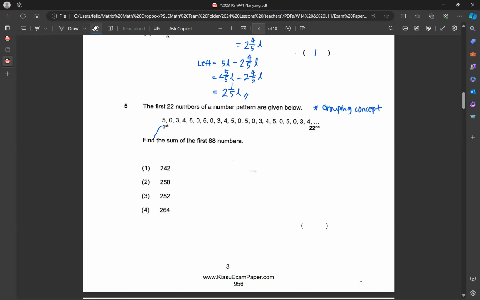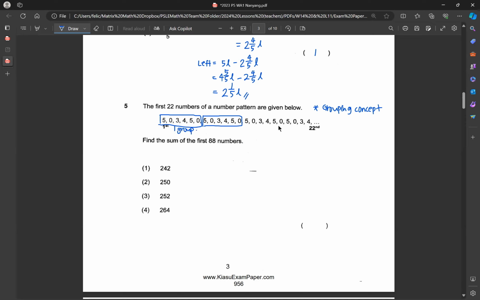So if we look at that, we have the 5, 5, 0, 3, 4, 5, 0, 3, 4, 5, 0, then 5, 0, 3, 4, 5, 0, 5, 0, 3, 4, 5, 0. So notice that the one group is actually here, 5, 0, 3, 4, 5, 0. Then the next set also same thing, 5, 0, 3, 4, 5, 0, and so on. So this group keeps repeating. So this is how our one group looks like.